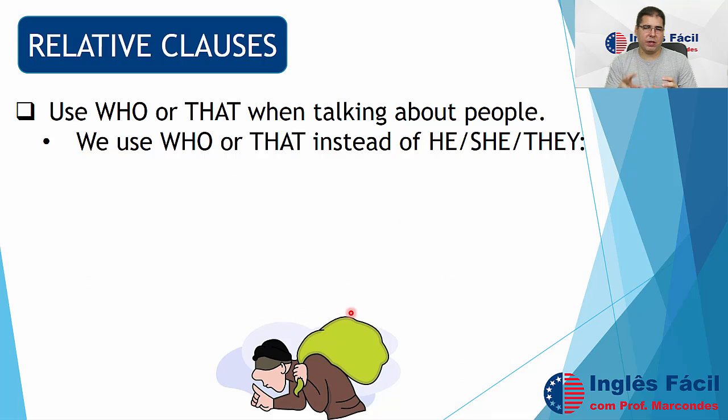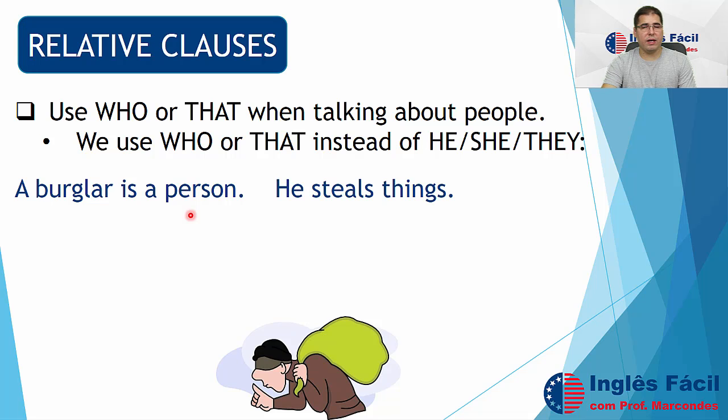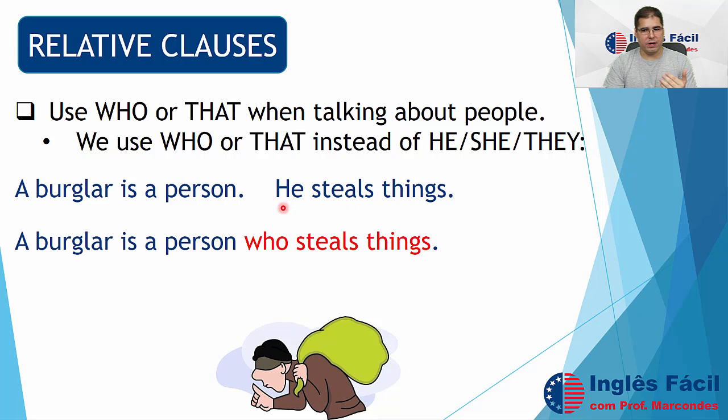So, in the two examples we saw so far we had a relative clause in the middle of the sentence, right? Now we are going to see one example with the relative clause at the end of the sentence. Now, follow me. A burglar is a person, okay? He steals things. Now, let's add these two sentences together, of course, making a relative clause with this second one here. So, a burglar is a person who steals things, okay?